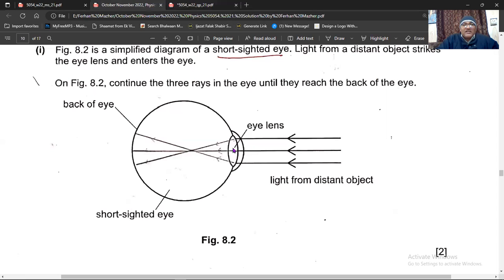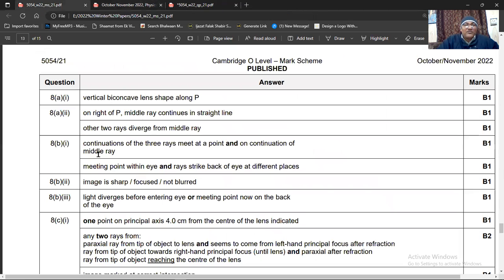You see, the focal length of this lens of the eye has become shorter. So the light rays which are parallel to each other, when passing through this eye lens, which is a convex lens, focus before the retina, not on it. They are supposed to focus on the retina. They focus before the retina. So this is the diagram which you have to draw.